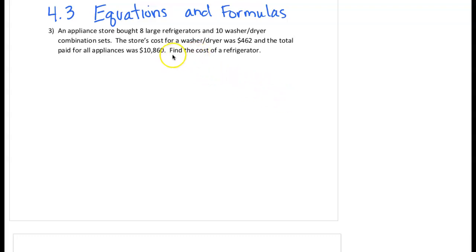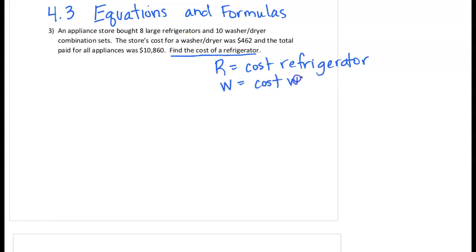So I'm going to start here where it says find the cost of a refrigerator, and I'm going to let my variable R be the cost of a refrigerator. And the other thing I'm going to do is use the W for a variable for the cost of a washer-dryer combo.